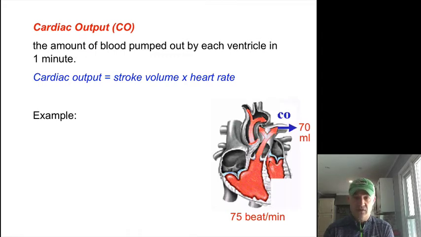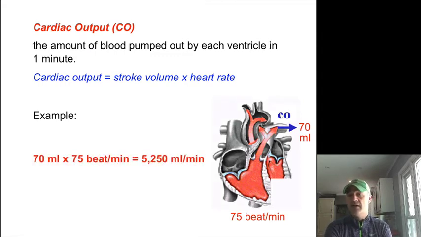It shows you here an example of a stroke volume of 70 milliliters per beat times 75 beats in a minute. That is 5.25 liters of blood per minute. Again, anything that's going to influence the stroke volume or the heart rate would obviously influence cardiac output as well.